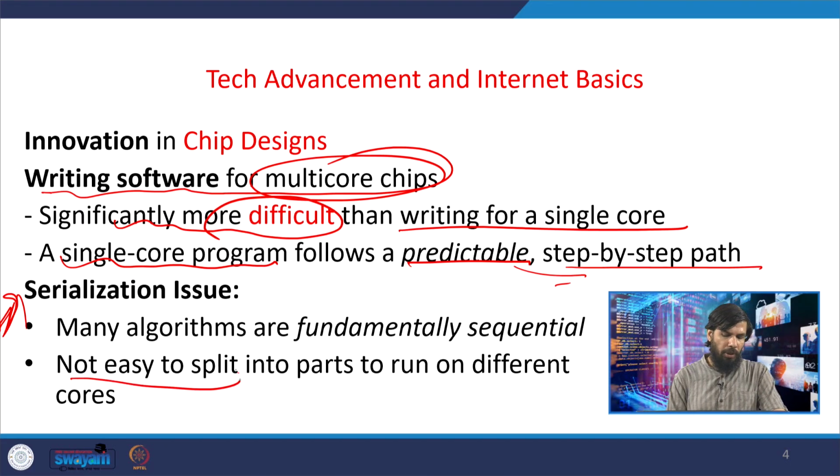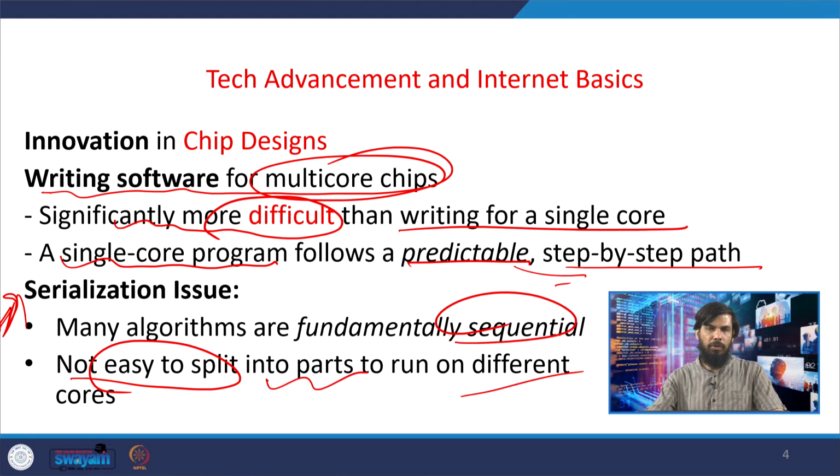It might not be easy to split these fundamentally sequential algorithms into parts to run on different cores. We cannot split the steps of a sequential algorithm in such a way that we can run them in parallel on different cores. That might not be feasible itself. So this chunk of software which is of sequential nature cannot benefit from the multi-core chip architecture. So that is one challenge.